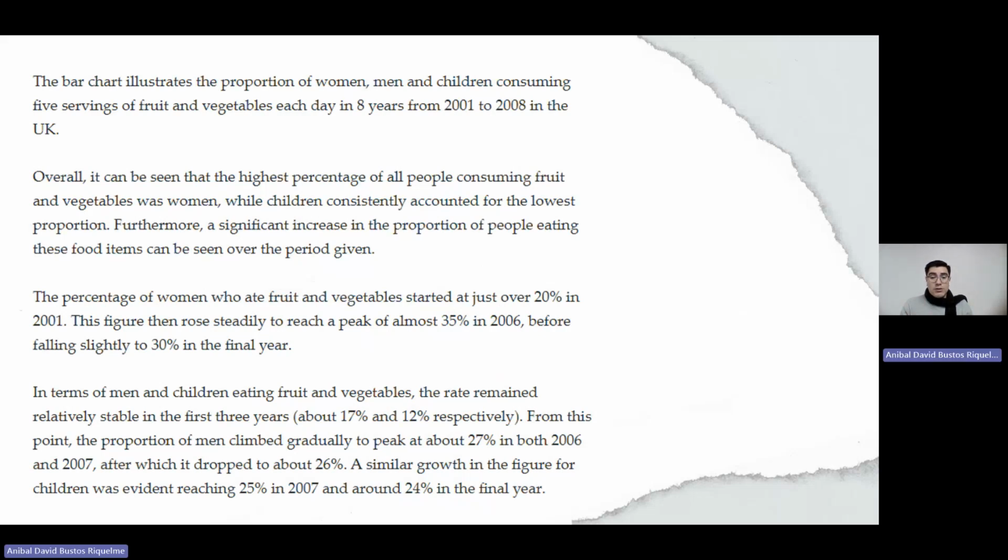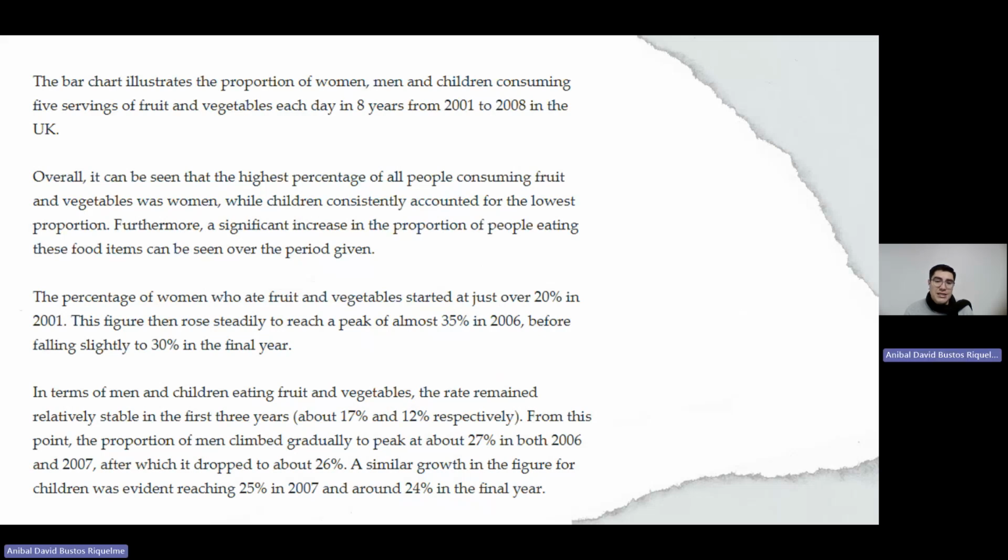Now, I'm going to read it one more time. Listen carefully, read all the details, and make sure that you draw the most accurate graph based on all this information. Okay, so listen. The bar chart illustrates the proportion of women, men, and children consuming 5 servings of fruit and vegetables each day in 8 years, from 2001 to 2008 in the UK. Overall, it can be seen the highest percentage of all people consuming fruit and vegetables was women, while children consistently accounted for the lowest proportion.